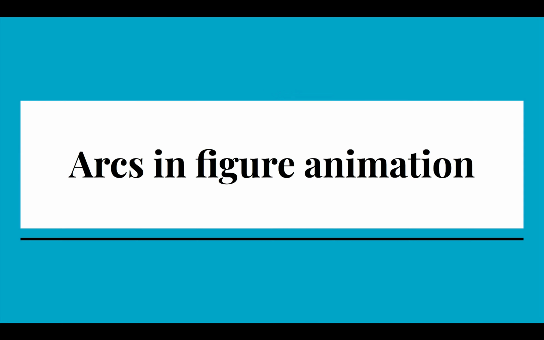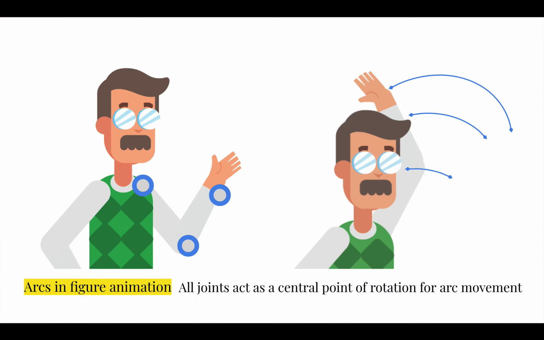Now, arcs are also very important in figure animation. All the joints within a figure's body can act as a central point of rotation for any kind of arced movement. This means something as simple as waving your arm can have multiple arcs to break down. The shoulder is a point of rotation for the elbow, which leads to the wrist and even the fingers. All of these will need to move in an arc trajectory if you want to have a believable hand wave.